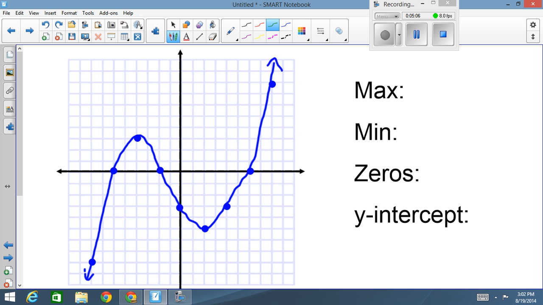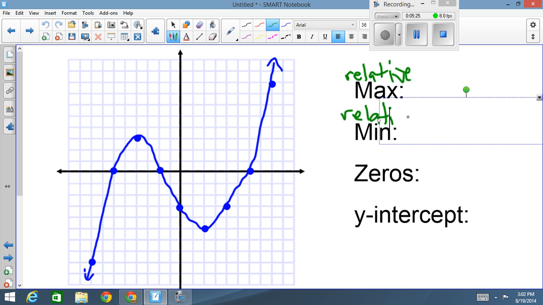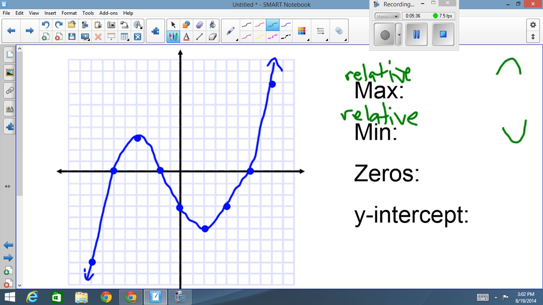Now, if you have a cube, we can't say that this is an absolute maximum or minimum. We call these relative maximums and a relative minimum, meaning it's relative to the other parts of the graph, but it's not necessarily the maximum for the whole thing. So remember, maximums are tops of the hills, minimums are bottoms of the valleys. So I have a top of a hill right here, and I have a bottom of a valley down here.